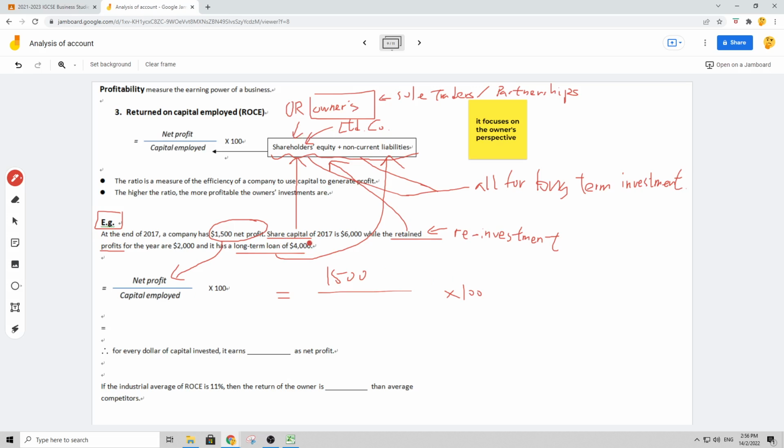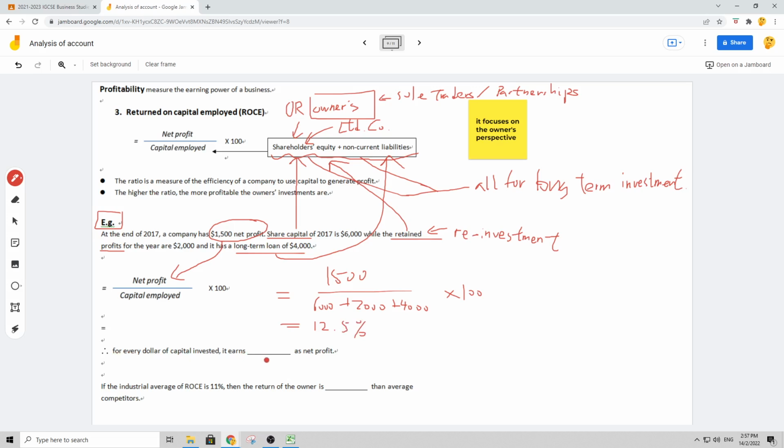So if we already understand how we can come up with the capital employed, we can just add them together. So 6,000 right here, plus 2,000, and then the 4,000. Can you guys tell me the percentage at the end? So how much did you get? Okay. All right. Yeah. Thank you very much. All right, Kenny. 12.5%. All right. 12.5%. Right here.